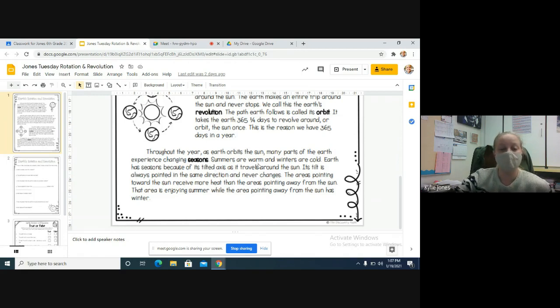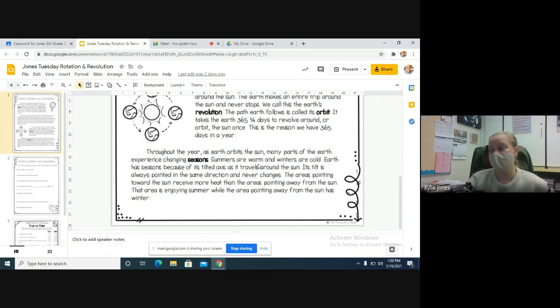Earth has seasons because of its tilted axis as it travels around the sun. Its tilt is always pointed in the same direction and it never changes. The areas pointing toward the sun receive more heat than the areas pointing away from the sun.